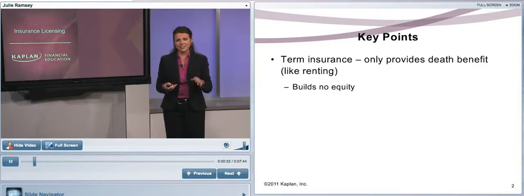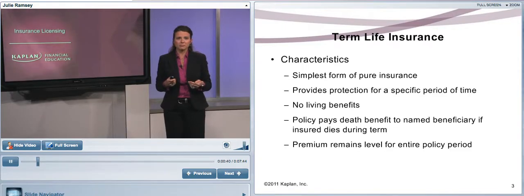So if I decide that I don't want it anymore, just like I don't want that apartment, there's no equity that's being built up into that contract. It's like renting. It's the simplest form of pure insurance. Why? Because you're just paying for the death benefit. That's it. Why do we call it term insurance?